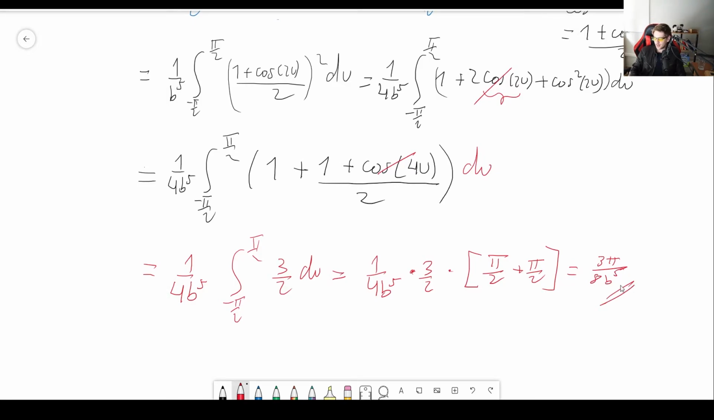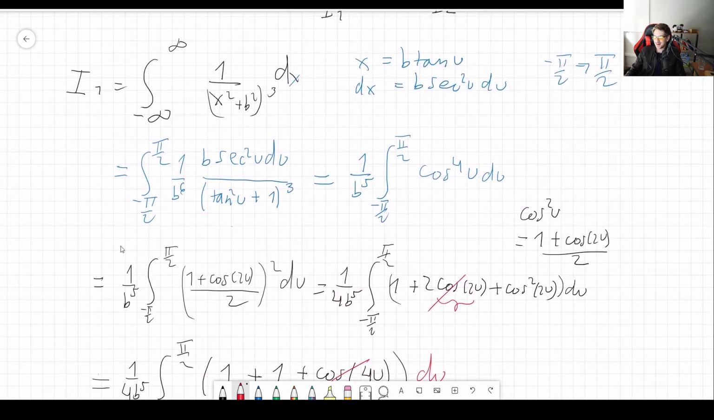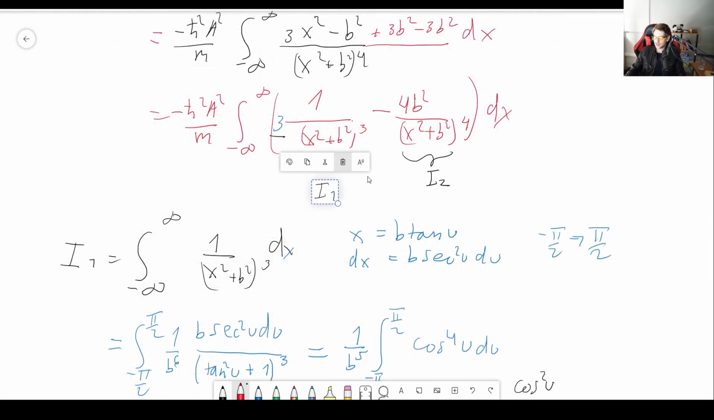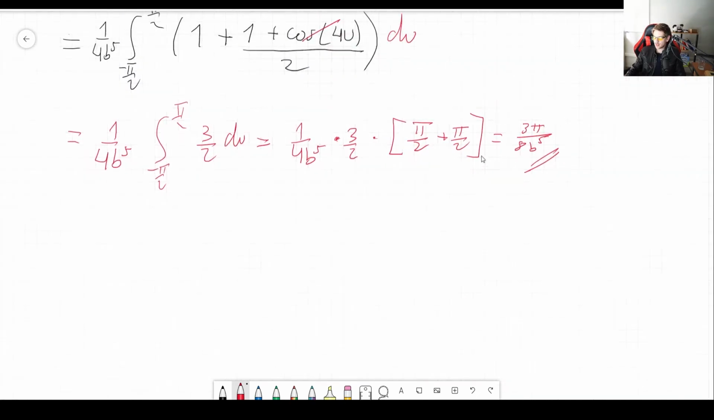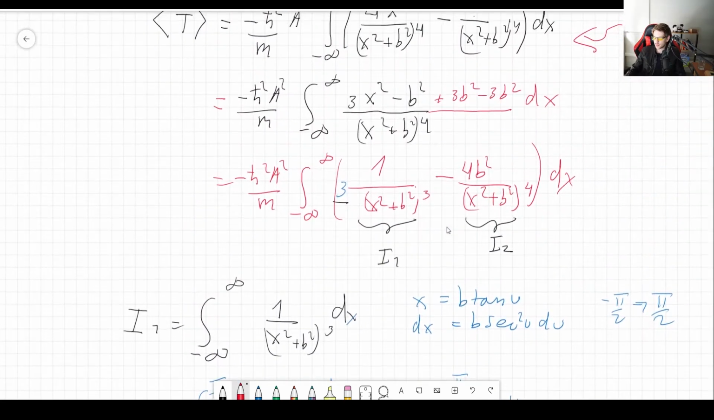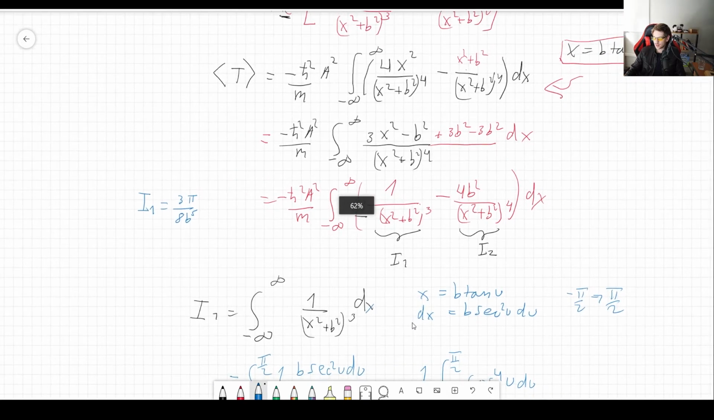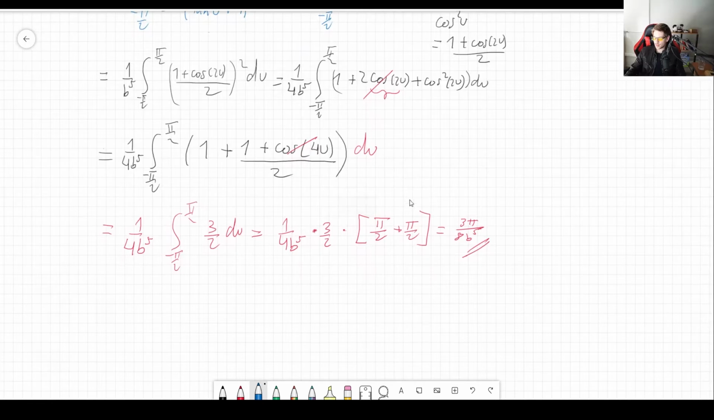I don't know why I wrote it like this. We have to plug it in. We're not done yet. Where did this come from? All right, here. This is where we have to plug it in. What was the result again? So 3 pi over 8b to the 5th. Maybe I'm going to put it as a comment here: I1 is 3 pi over 8b to the 5th. Okay, so that is our result number 1.